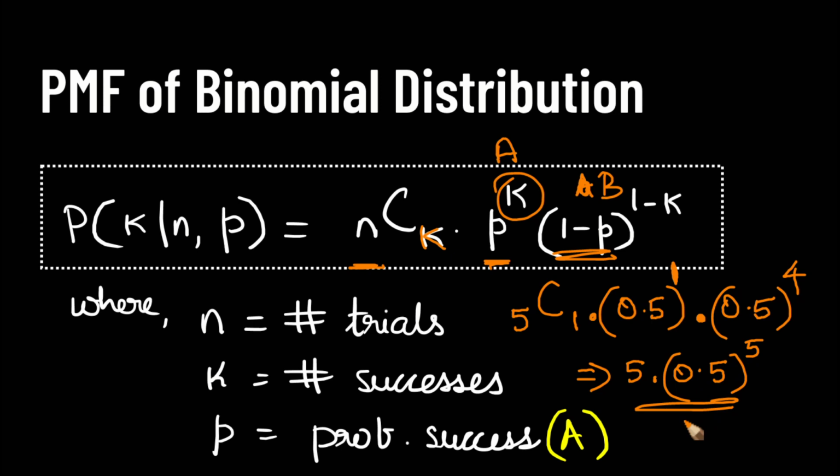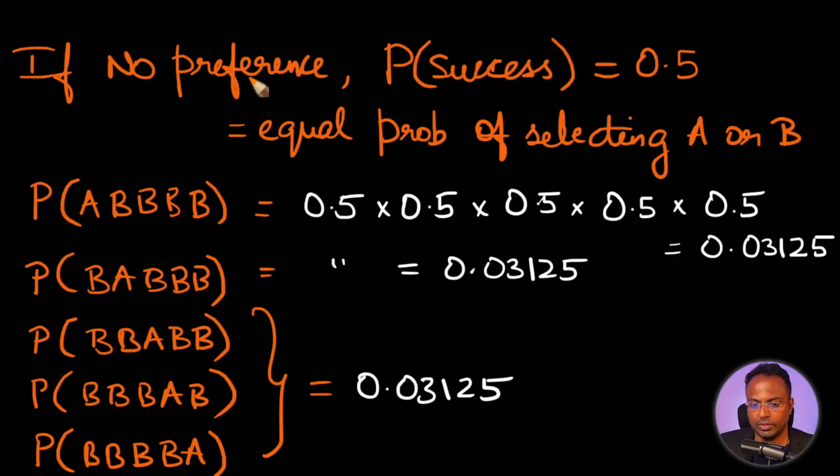This is the whole answer to the problem that we are dealing with. How would you approach this if we did not have this formula? So let's solve it without the formula. If there is no preference, then the probability of success is going to be equal to 0.5. We have established this. So we want 1 A and 4 Bs.